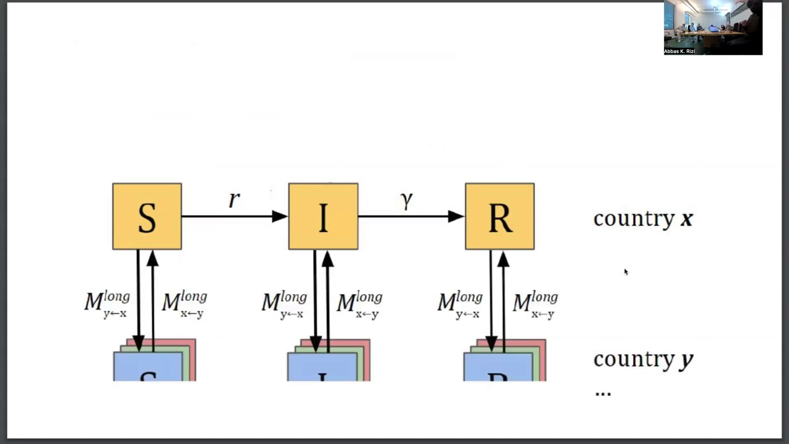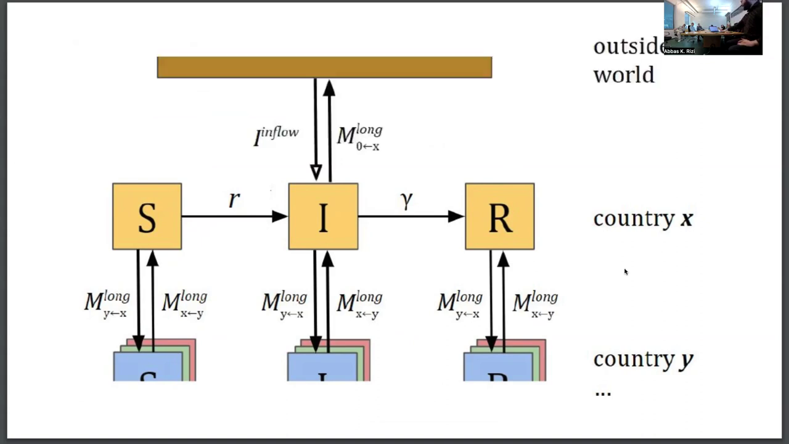Then we add components representing long-term mobility between countries. We have four countries here and travel between them, and we also add a fifth, zeroth country, the outside world. Then we add a short-term mobility matrix, which influences your transition from the susceptible to the infectious state. What's important here is that we implemented long-term and short-term mobility in a different mathematical way in this particular model.